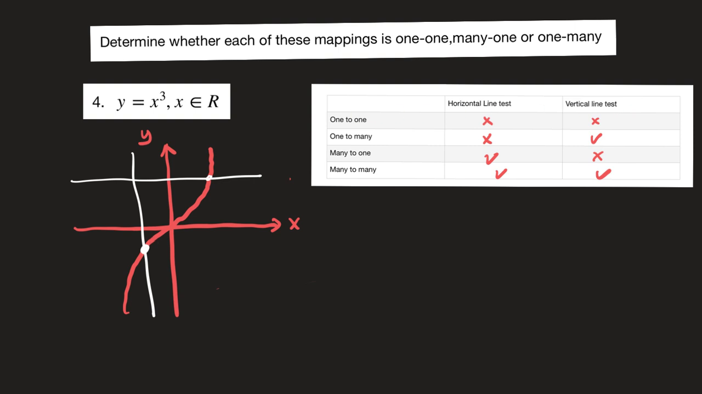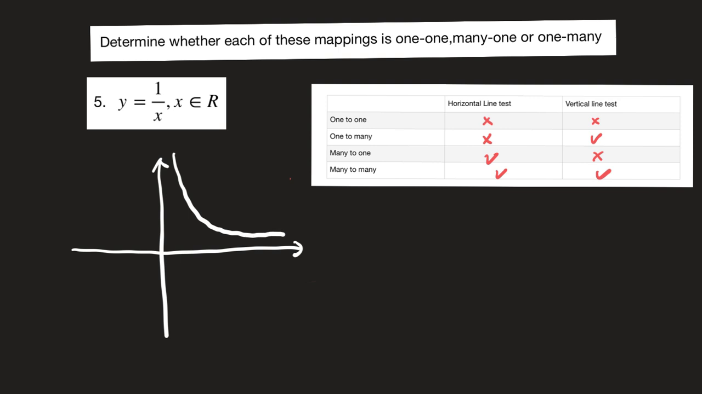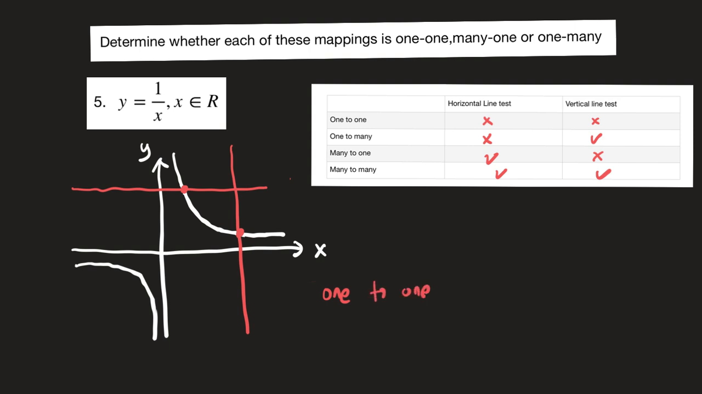Lastly, we try to see how this graph looks like. It is like this and like this. This is x and this is y. Again, we try to do the horizontal line test, only one intersection. The vertical line test, only one intersection on the y. So this is a 1, 2, 1.